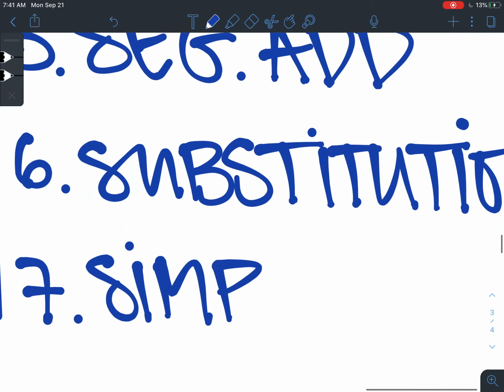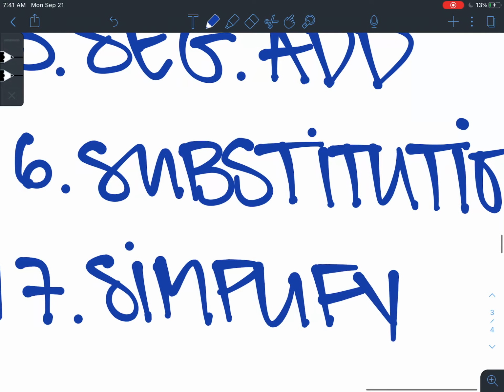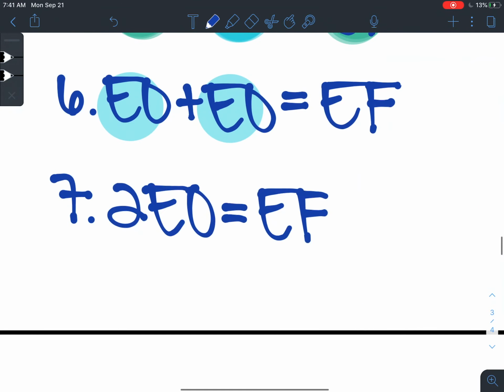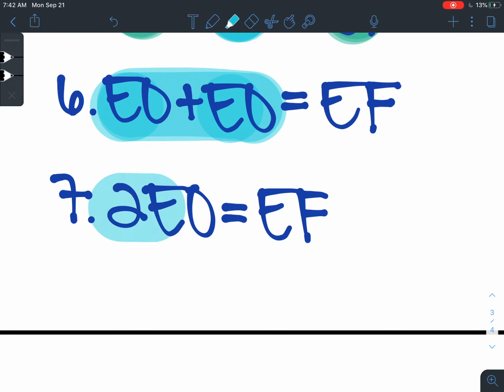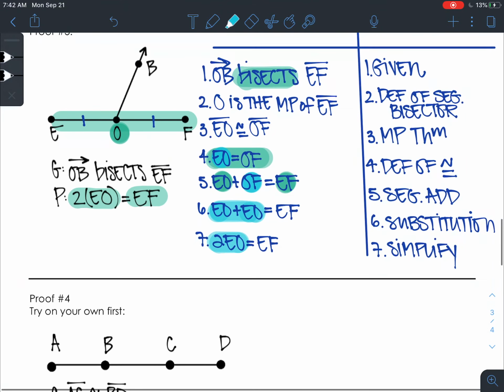Now, I want to clarify why it's not addition. The reason why it's not addition is because we're not adding anything to both sides, right? All I'm doing is just combining like terms here. So if that's the case, we're just going to use simplify. So I feel like that one should have felt better, right?